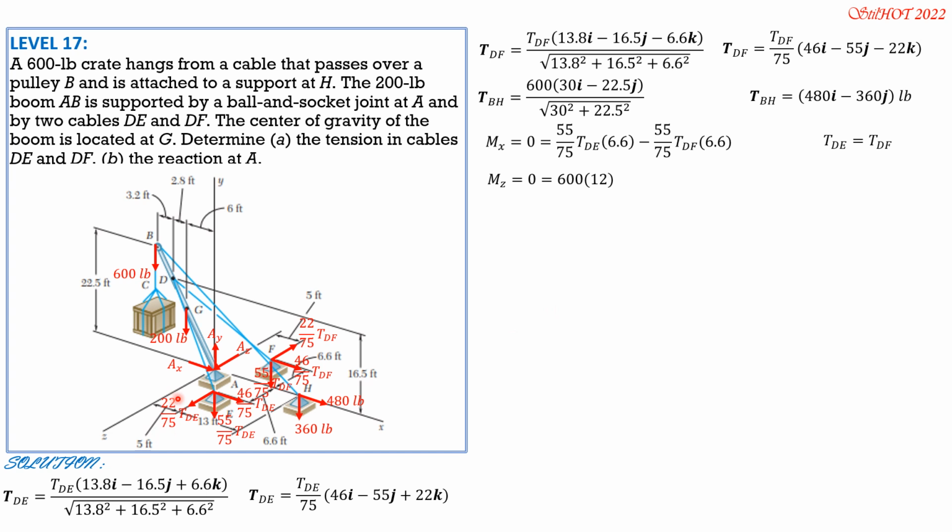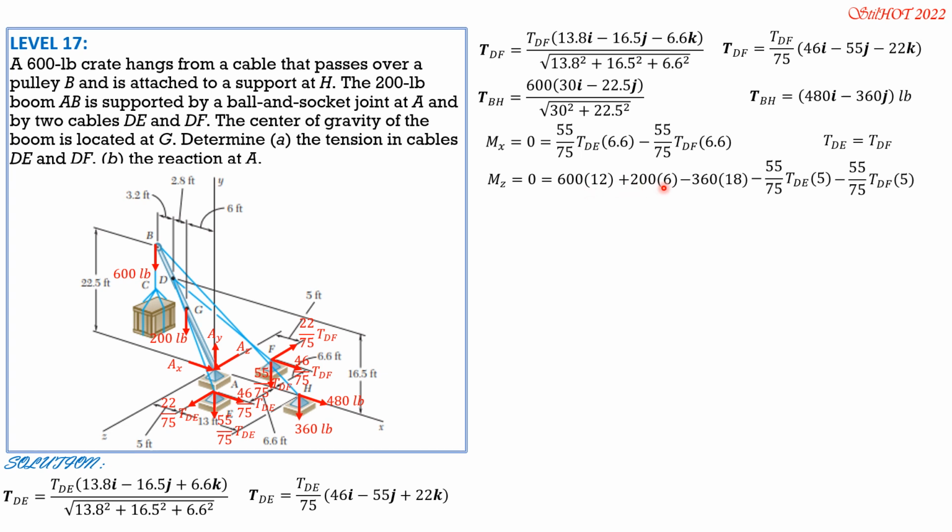So moment Z equals 0, right thumb rule, 600 times 12, 3.2 plus 2.8 plus 6 is 12. This is the axis, and the positive sense of moment would be in that direction. So 600 times 12 plus 200 times 6, then minus 360 times 18, then minus 55 over 75 tension DE times 5, then minus 55 over 75 tension DF times 5 also. So those are the forces involved. The rest either pass through or are parallel to the Z-axis. So take note that tension DE is equal to tension DF.